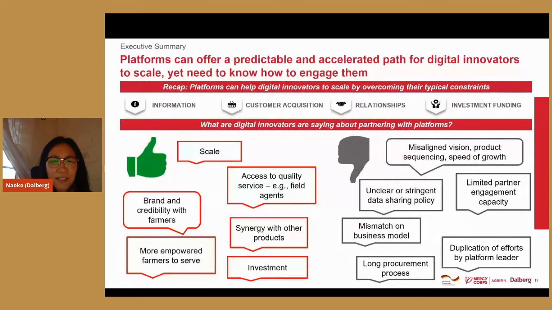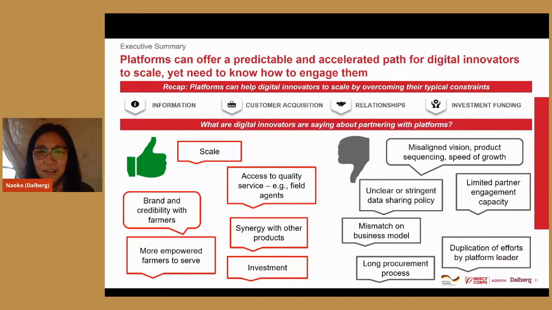Now, moving on to the next slide, the core of this discussion today about TSO. What does it mean for tech innovators? As mentioned, the platform can address the innovators' constraints that are information, customer acquisition, relationships, and investment funding. And this is a snapshot of what we heard from tech innovators working with the partners. On the left-hand side, I have what's good about it. On the right-hand side, what's difficult about it.